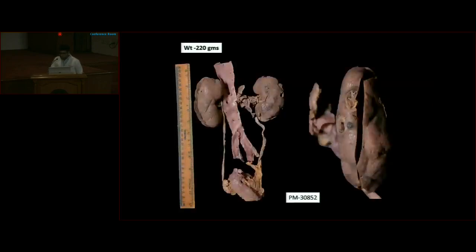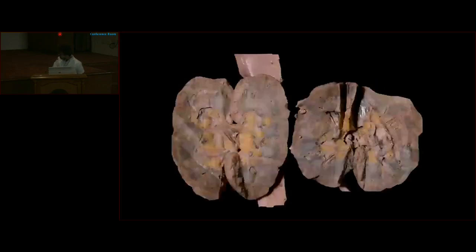This is an organ complex comprising both the kidneys, ureters, bladder, and aorta opened up posteriorly. The kidneys weighed 220 grams and measured approximately 10 into 3 into 3 centimeters. The capsular aspect of the right kidney shows this subcapsular suppurative abscess with central areas of necrosis. On the cut surface also we can appreciate these abscesses with central areas of necrosis measuring approximately 0.8 to 2 centimeters.